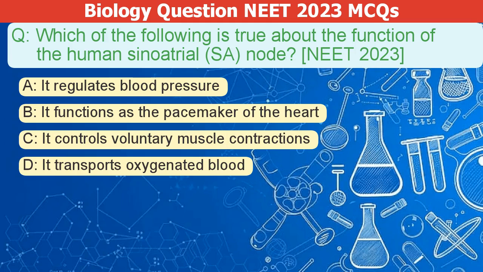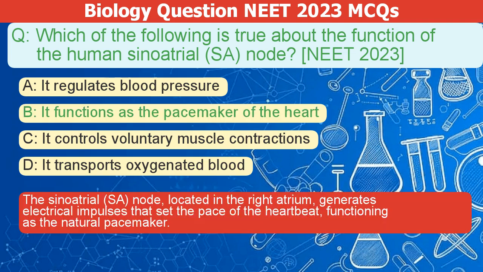Which of the following is true about the function of the human sinoatrial (SA) node? NEET 2023. A. It regulates blood pressure. B. It functions as the pacemaker of the heart. C. It controls voluntary muscle contractions. D. It transports oxygenated blood. The correct answer is B. The sinoatrial (SA) node, located in the right atrium, generates electrical impulses that set the pace of the heartbeat, functioning as the natural pacemaker.